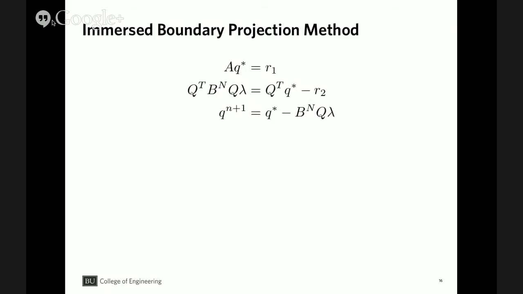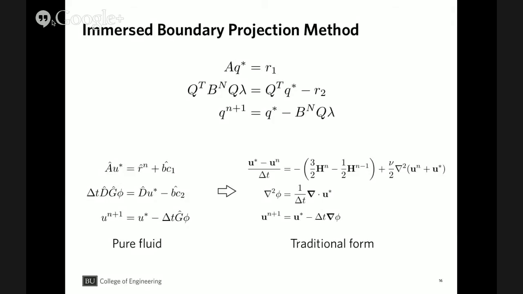And as I mentioned, if you don't have an immersed boundary, then you don't have your F, which is a force, and you only solve for pressure in this step. And then you get your velocities in the final step. And so this is what the equations are going to look like. So you have the divergence and the gradient, instead of Q transpose and Q.